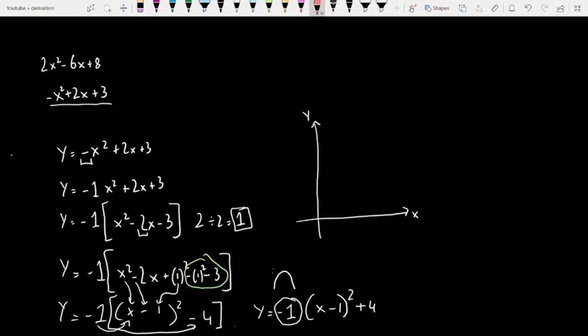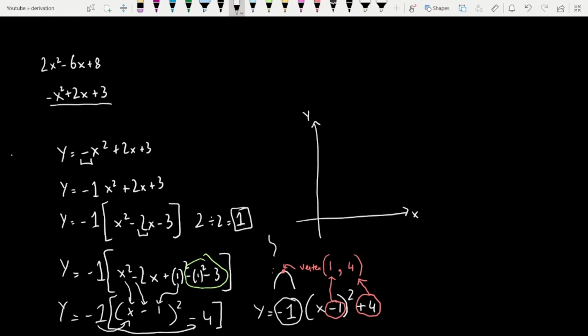And then what is going to be the vertex? So this right here is going to be the y-coordinate of the vertex. That is 4. And the opposite of this is going to be the x-coordinate of our vertex. So it's going to be 1. The opposite of -1 is going to be positive 1. So this is our vertex, which is going to be situated right over here at the top of the sad face.